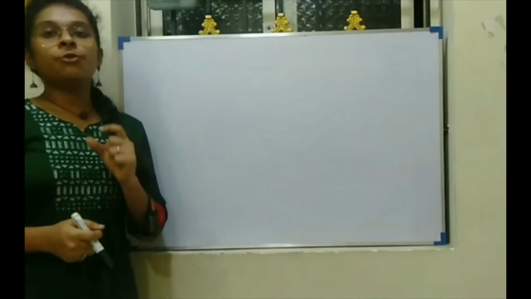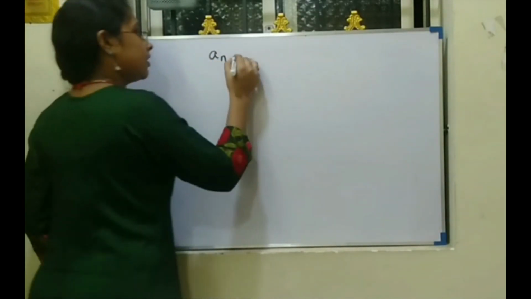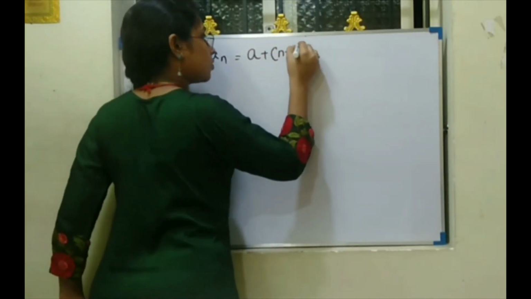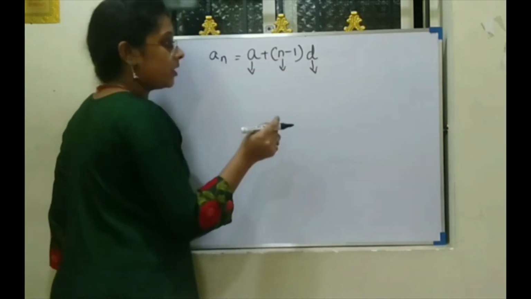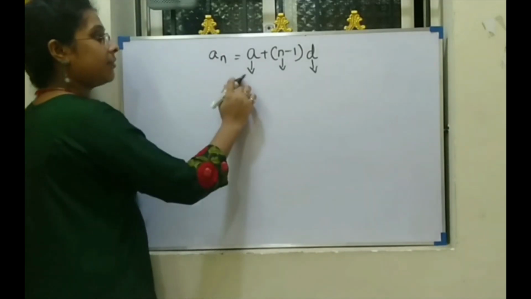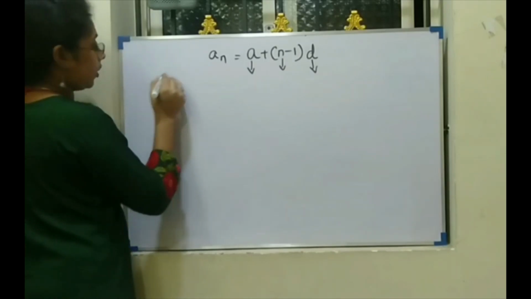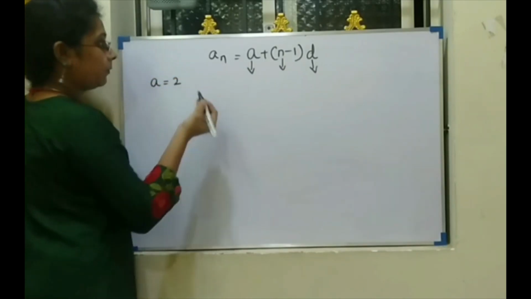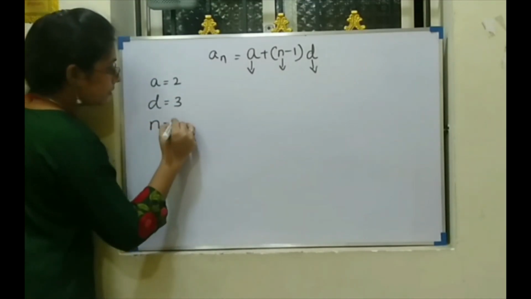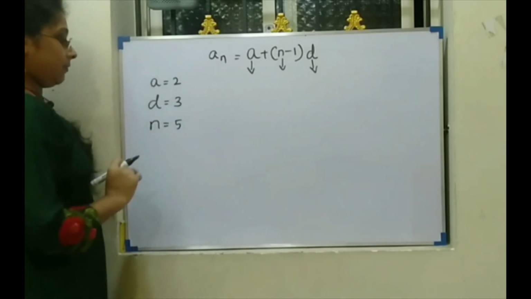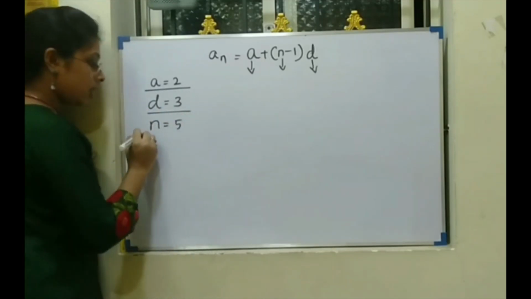As I told you before, there is a formula for finding the nth term, that is, the value of AN. The formula is A plus n minus 1 into d. A is the first term, n is the total number of terms and d is your common difference. If they have given these values, how do we find the value of AN? I will give you an example. Your A is 2, your d is 3, and your n is 5. How to find the value of AN? The first term is 2, the common difference is 3 and the total number of terms is 5.